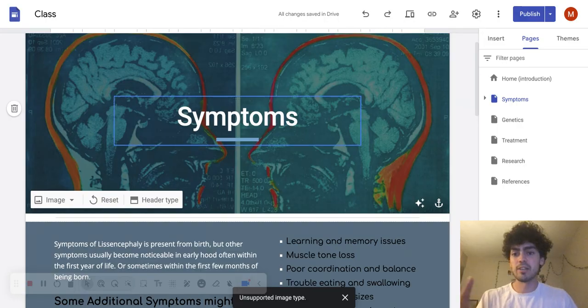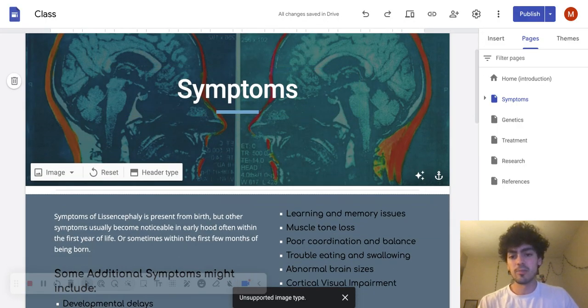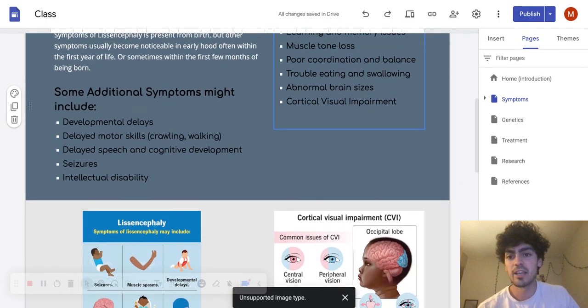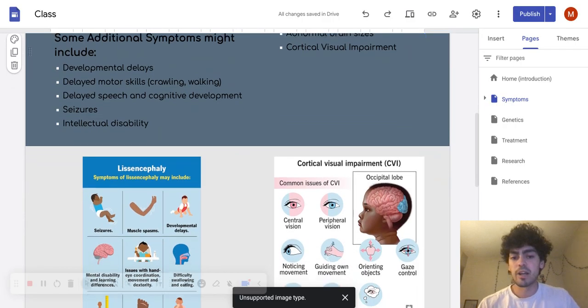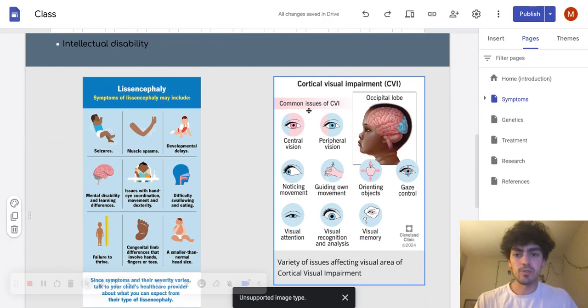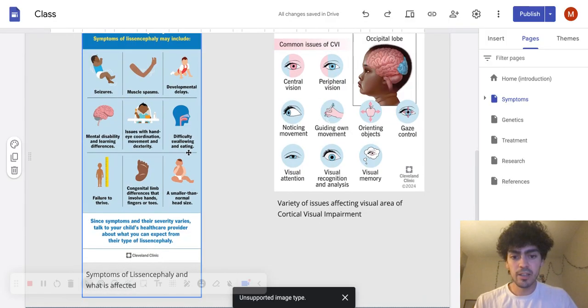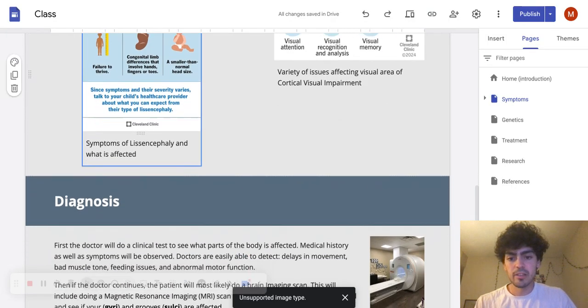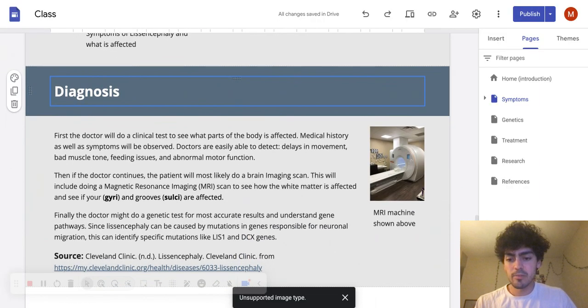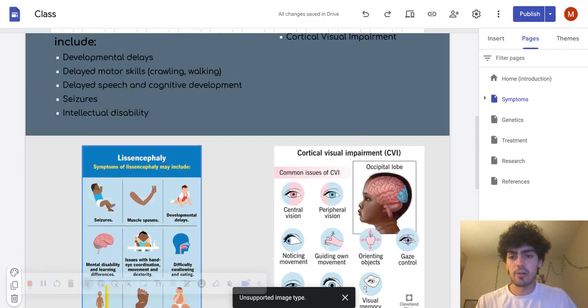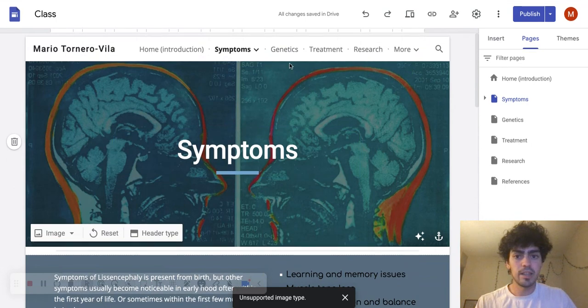For symptoms, I wanted to give some more artwork with the background, and then have them recognize good visuals for what symptoms might look like. I think this was the main thing of how I wanted to design that.